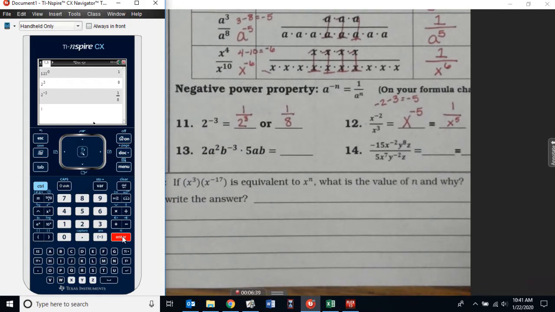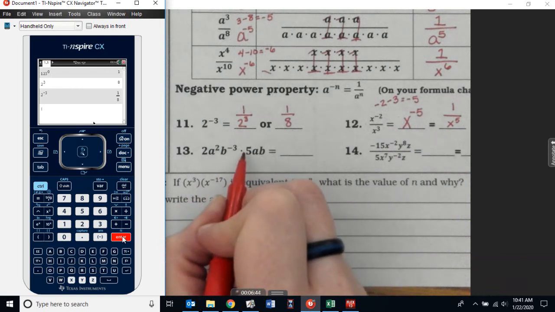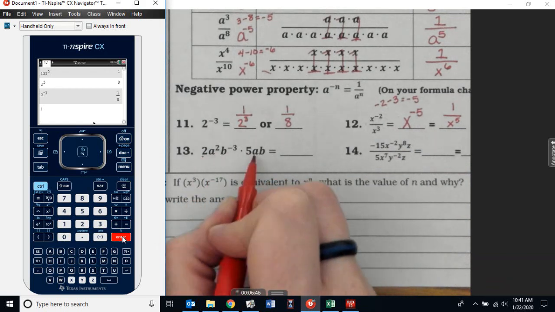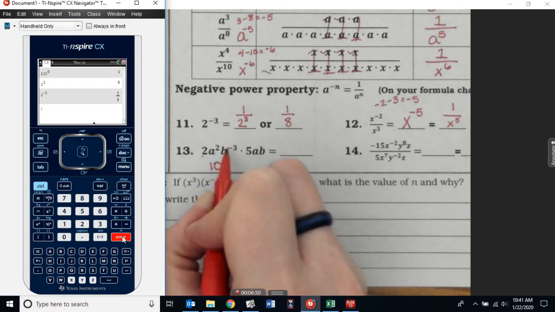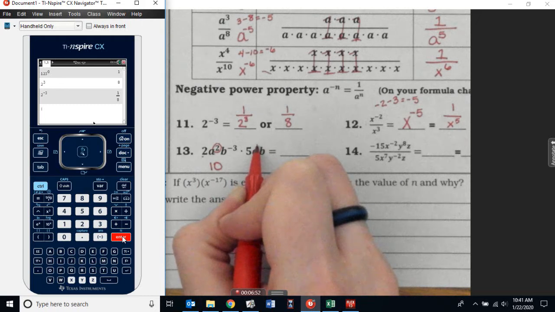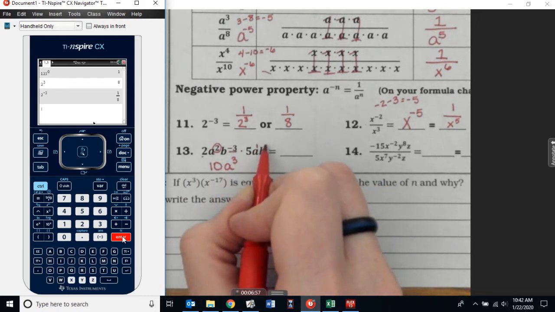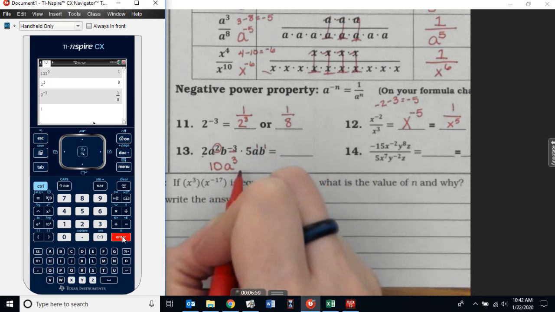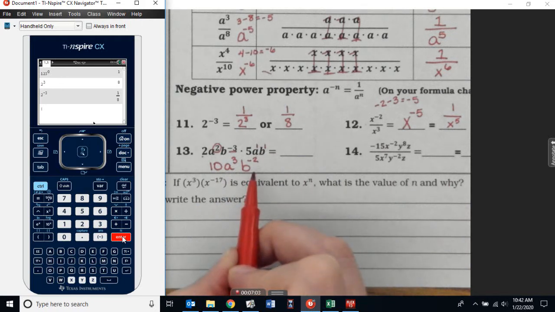Okay, number 13. We still have to do the first rule, which is to multiply. So I multiply my coefficients and I get 10. I add my exponents of my a's. I have 2 plus 1 is 3. And then I have my b's. Negative 3 plus 1 is negative 2.